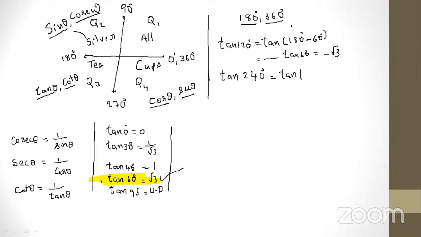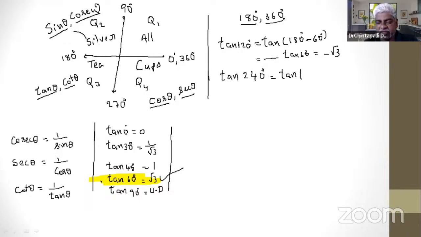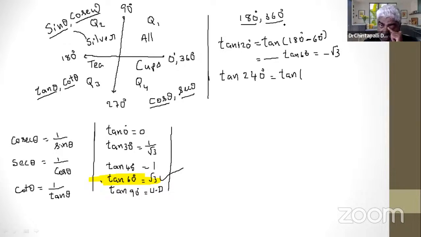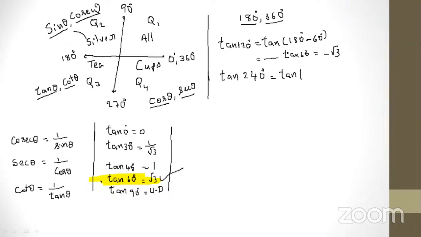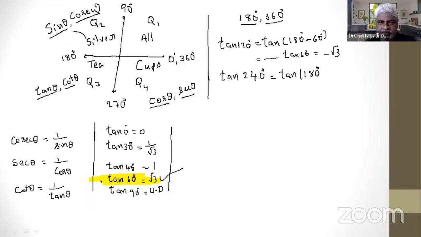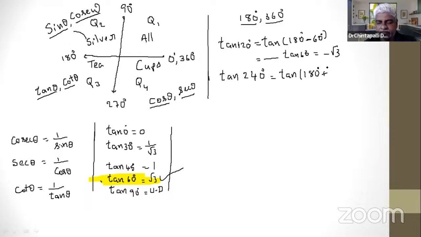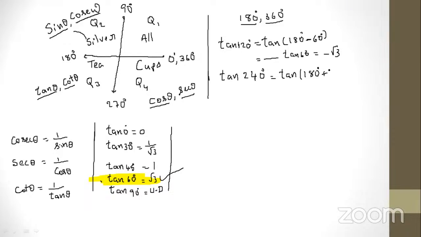How to write 240 degrees using 180 degrees or 360 degrees? 180 is nearer, so 180 degrees plus... 240 minus 180 is 60 degrees. 60 degrees, very good.